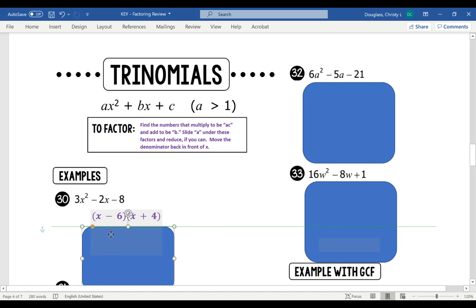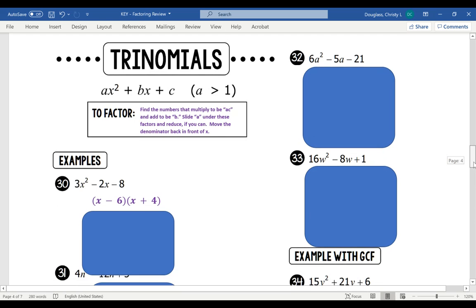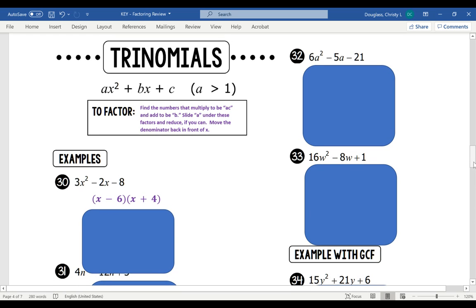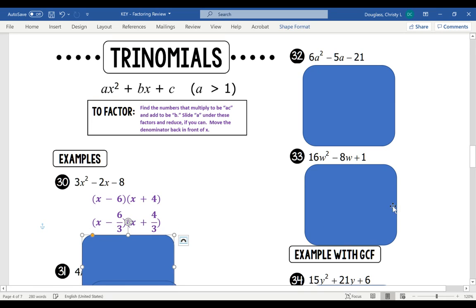So I start by simply setting up my factoring as I would before if my coefficient had been 1: x minus 6 and x plus 4. Please know this is not the answer. This is just part of the process. Since I do not have a leading coefficient of 1, but rather of 3, I will now slide the 3 underneath the 6 and the 4 to create fractions. Okay, so I'm going to say 6 divided by 3 and 4 divided by 3.